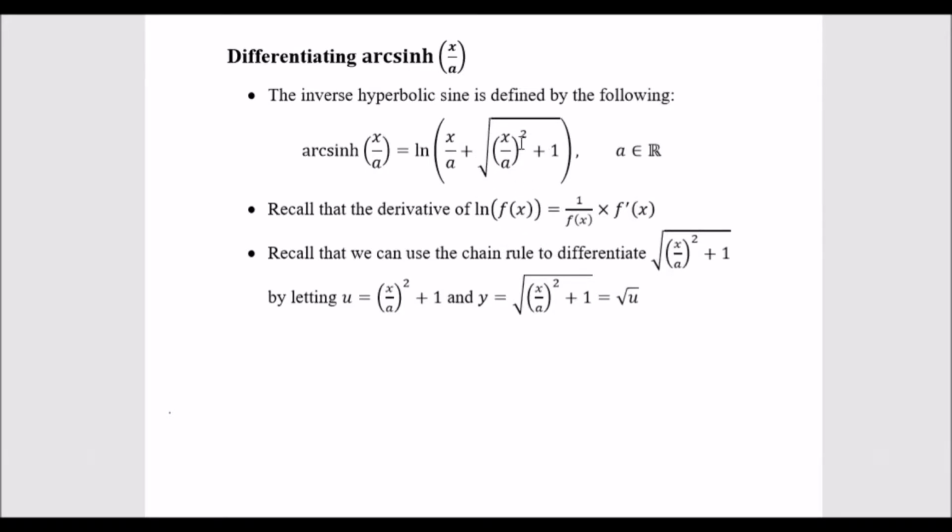You'll notice that the second part looks a bit complicated, but here we can use the chain rule to differentiate this by firstly letting u equal the function inside, because remember, this is a function of a function. By letting u equal that, we can say y equals the square root of u, which is just the same as u to the power half. So we can say capital Y equals arcsinh, which equals a log. Recalling that the derivative of the log of f(x) is 1 over f(x) times the derivative of the inside function, we can say it will be 1 over this.